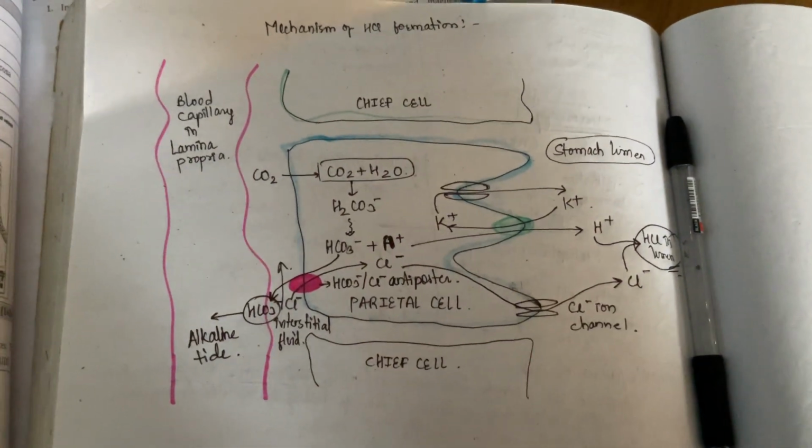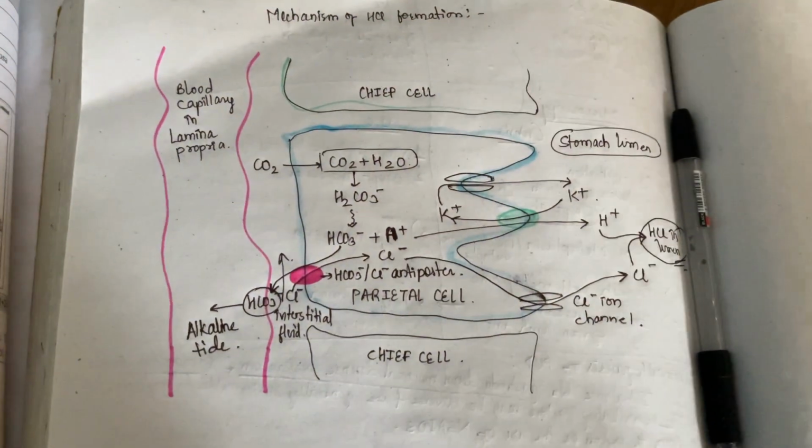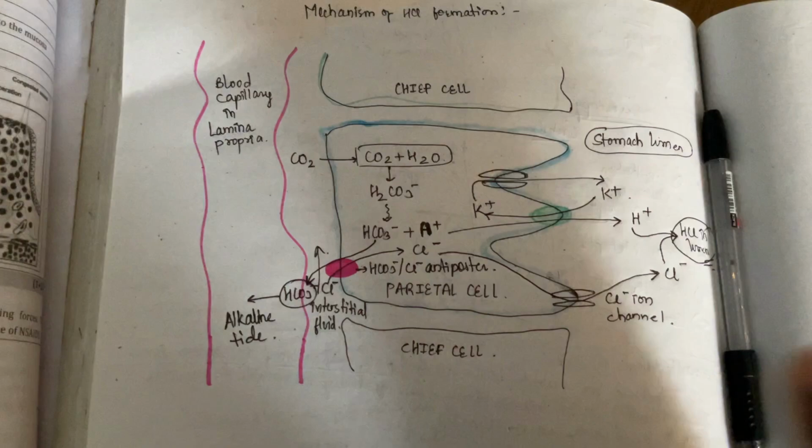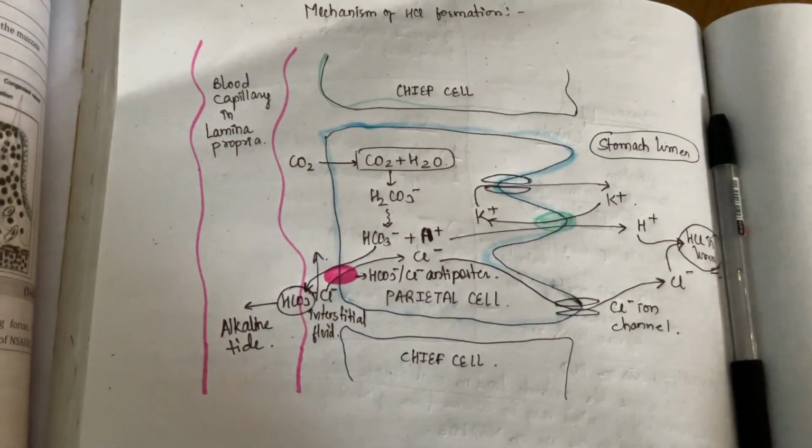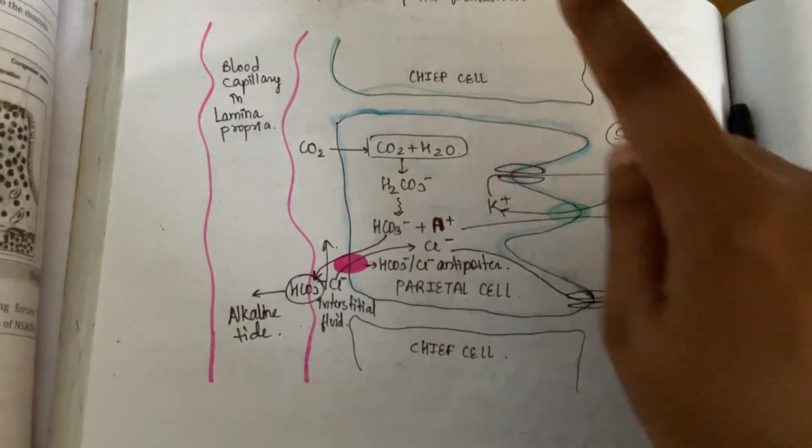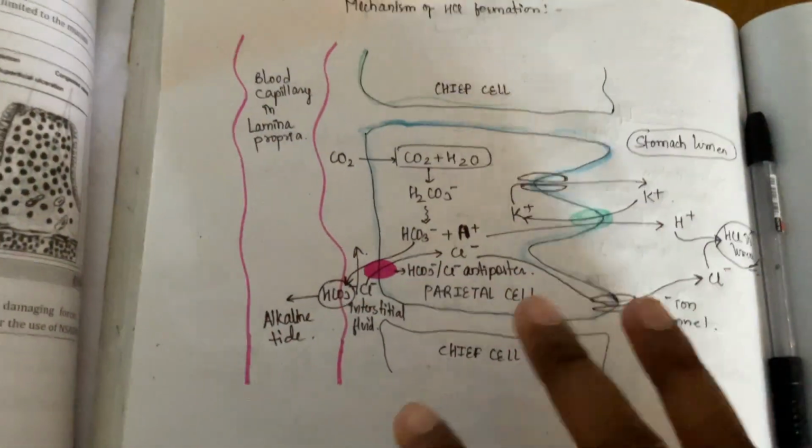Guys, today I'm going to explain the mechanism of HCl formation. So first of all, we draw the diagram. We draw the blood capillary here, the lumen of the stomach here, and in between we have the cells. That is a chief cell, parietal cell, and just chief cells, right?